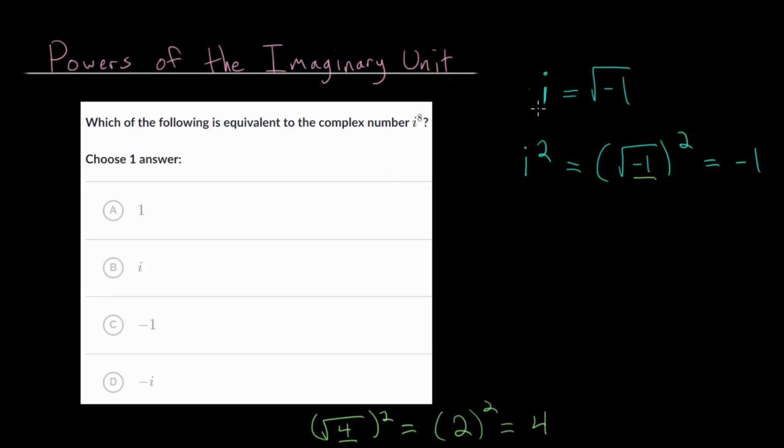Now, with these two pieces of information, we can figure out what i to the third power is, and i to the fourth power, and so on. And we're going to notice a pattern. For i to the third, we can essentially just use exponent properties. When we take i squared and multiply it by i to the first power, this is equal to i to the third power.